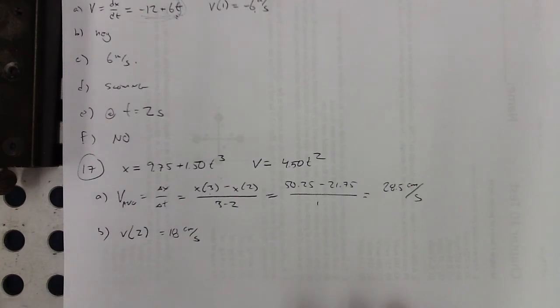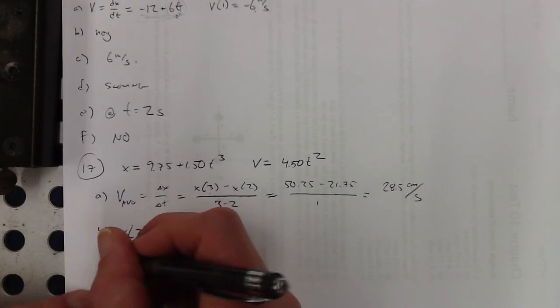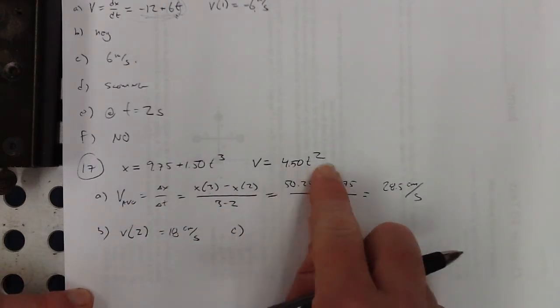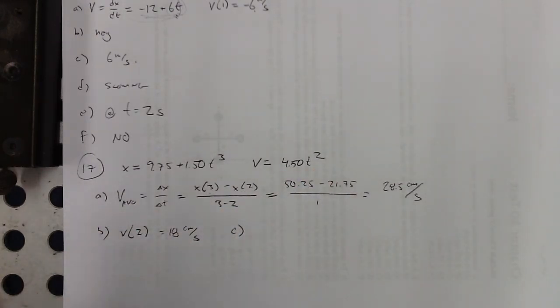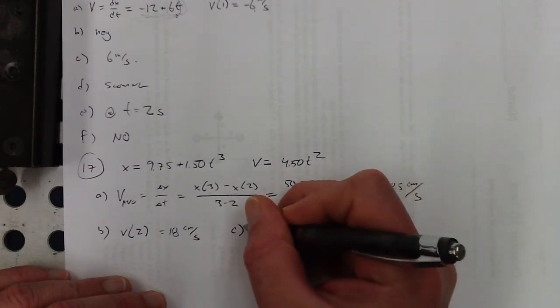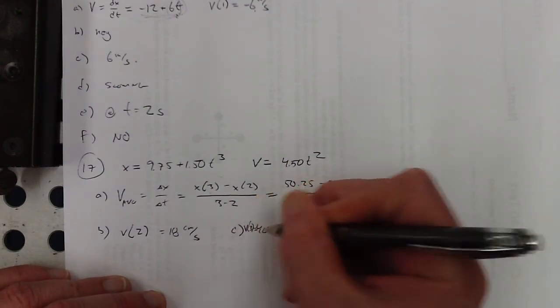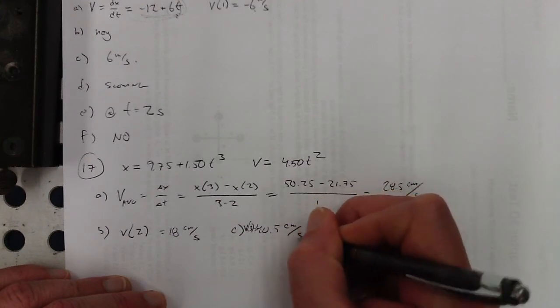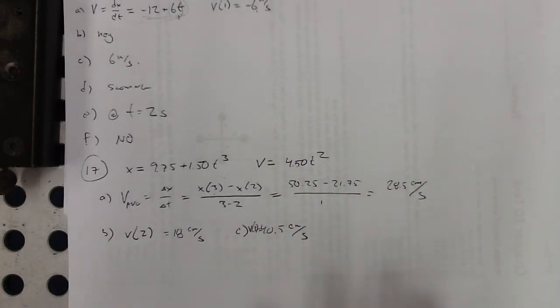Part C, it's the instantaneous velocity at time 3. Plug 3 into that. That'd be 40.5. Oops, forgot to write my complete sentence. That's at time 3. 40.5 centimeters per second would be the answer for part C.